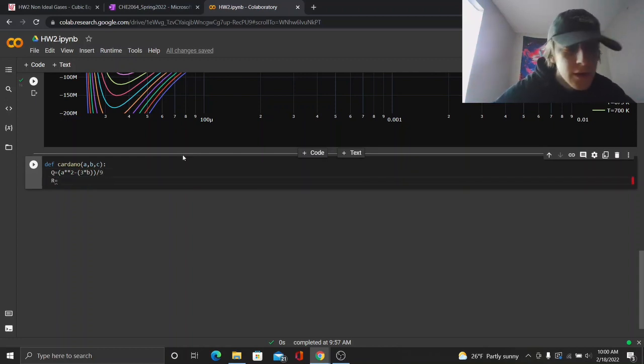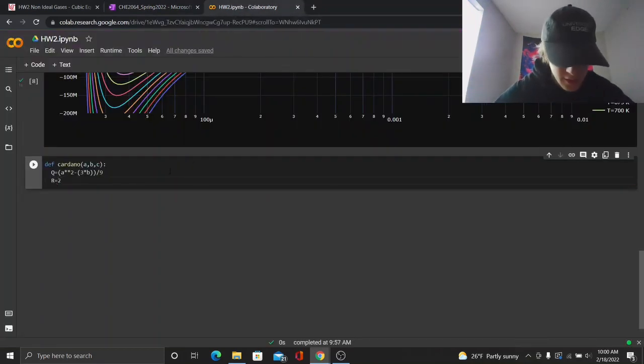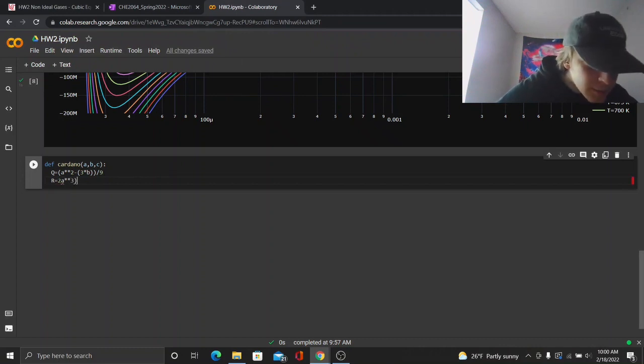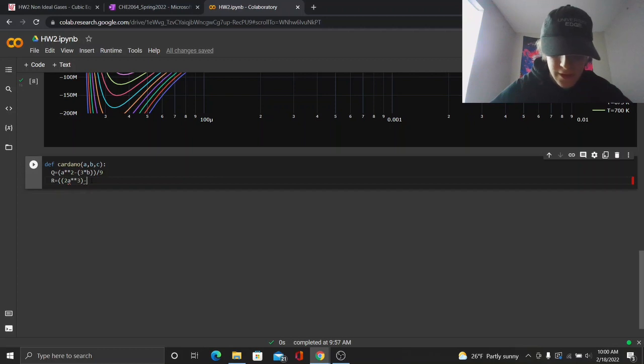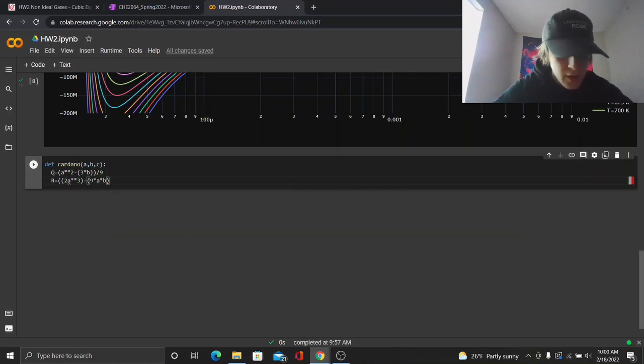And then R equals 2A to the third, and I'm going to put that in parentheses, 2A to the third minus 9 times A times B, and then plus 27 times C, and all that gets divided by 54.